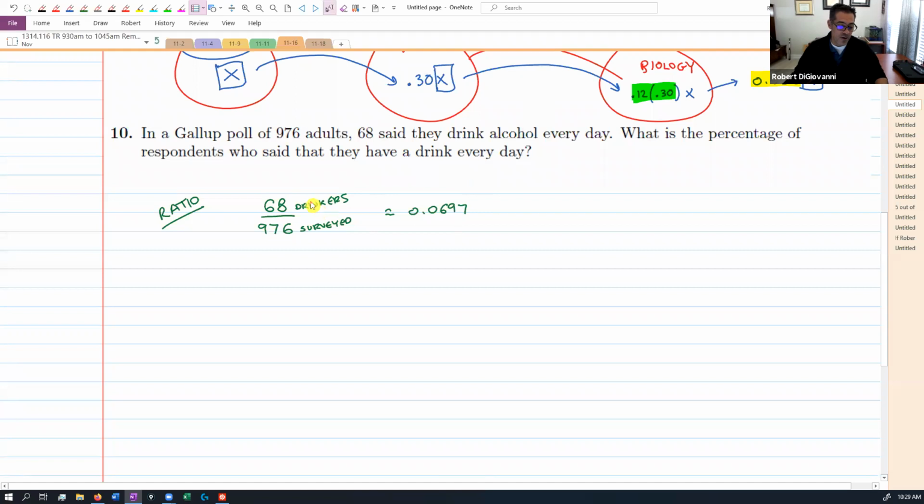This is the ratio of drinkers to the number of people who were surveyed. And we want to know what percentage of the respondents said they drank every day. That would be basically saying, rewrite this ratio as a percentage out of 100. So we take this decimal, move the decimal point 2 places to the right, and we get about 6.97%. Almost 7% of the people in the survey said that they drink every day.